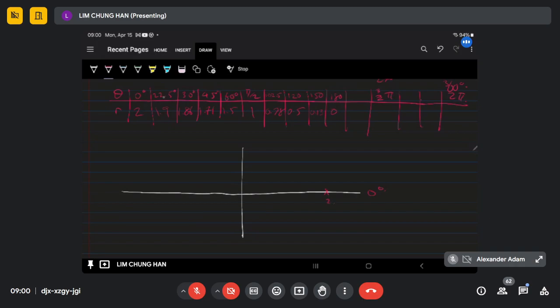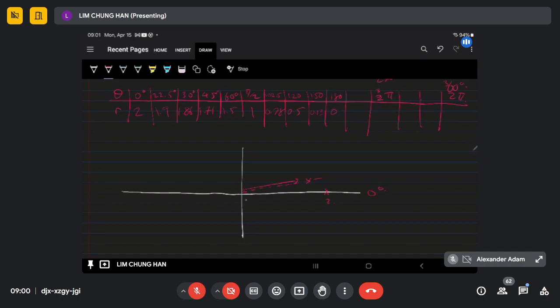Next, you have 22.5 degrees. How do you plot 22.5 degrees? Use a protractor. You put a protractor here and measure 22.5. You measure a line from 0 degrees. You get a line which is 22.5 from the flat axis, the 0 degree axis, and then you measure 1.9. Maybe it's there. Now, be careful.